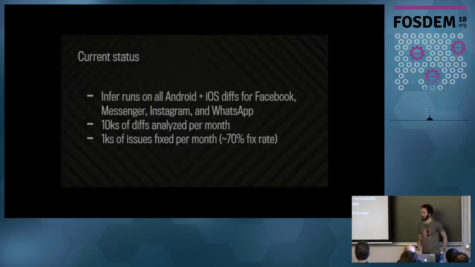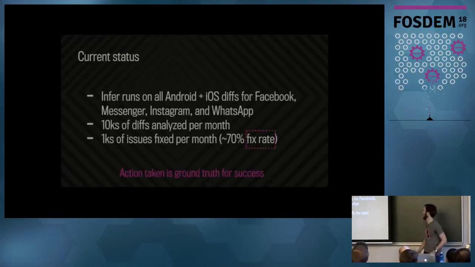Okay, so that's more or less it. The current status is Infer runs on all diffs for Android and our iOS apps, as well as our C++ backend. That represents tens of thousands of diffs every month, and thousands of issues are fixed every month out of all the ones reported by Infer. That's about a 70% fix rate.